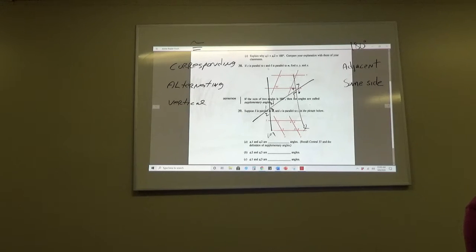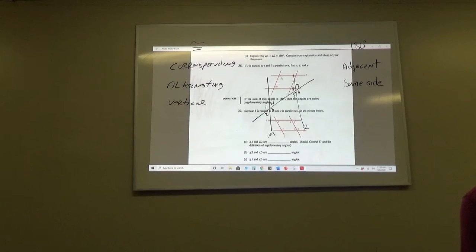Then they give you this: if S is parallel to T and L is parallel to M, find X, Y, and Z. Here's a 70 degrees, here's X. What relationship do they have, vocabulary words? Same side interior, right? So what do you know mathematically? They equal 180, so X has to be 110.